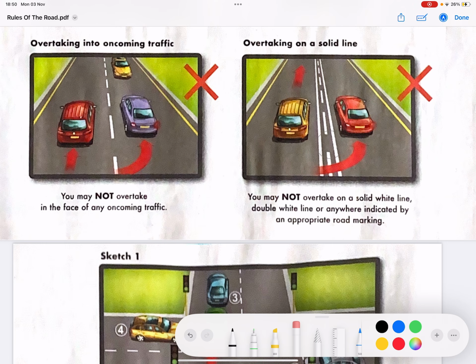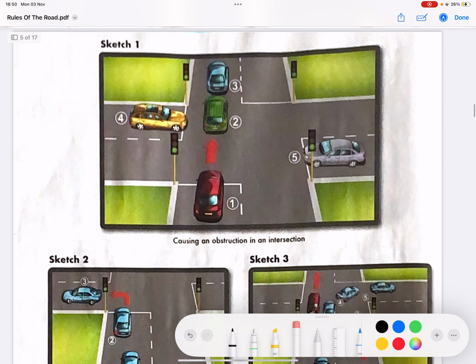You see, there are these double lines. This is your solid line. You don't overtake there.